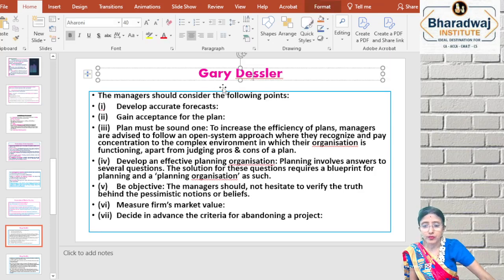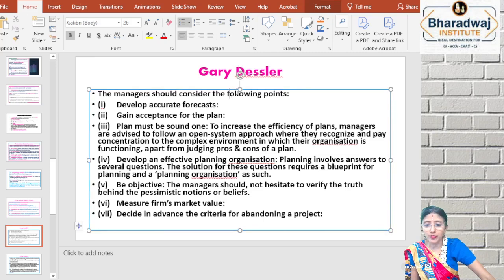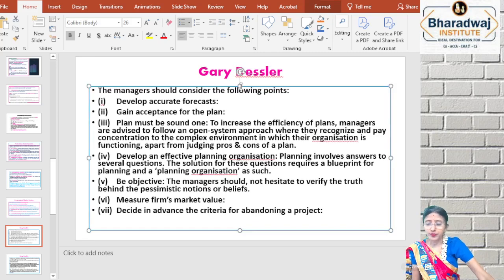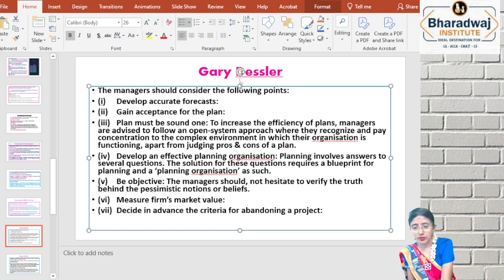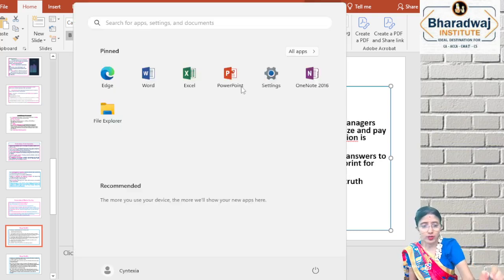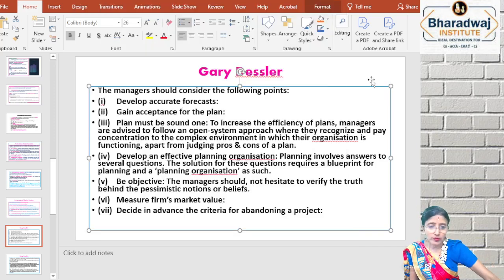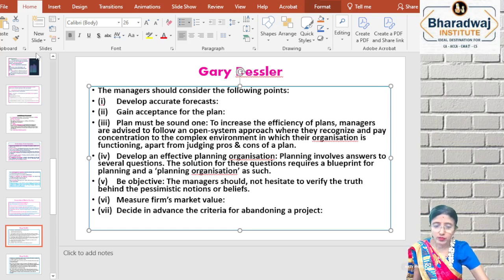A manager should consider the following points. Who gave this? Mention the name of the expert. Gary Dessler. Yes, good. Then first one, develop accurate forecast. Gain acceptance for plan. Plan must be a sound one. To increase the efficiency of plans, managers are advised to follow an open system approach where they recognize and pay attention to the complex environment in which their organization is functioning, apart from judging pros and cons of a plan. Okay.